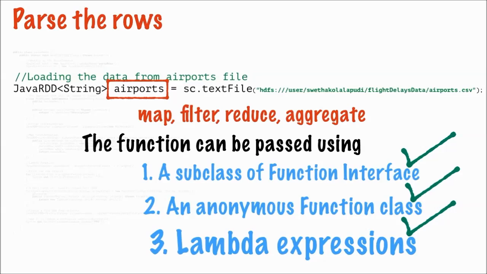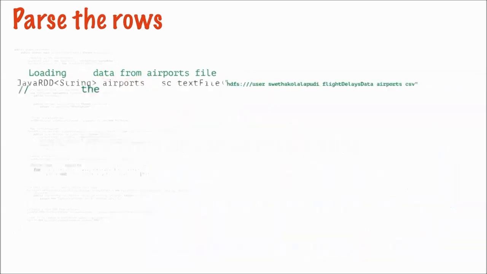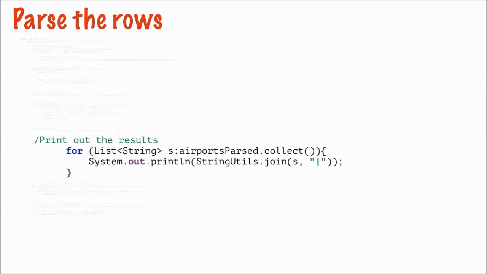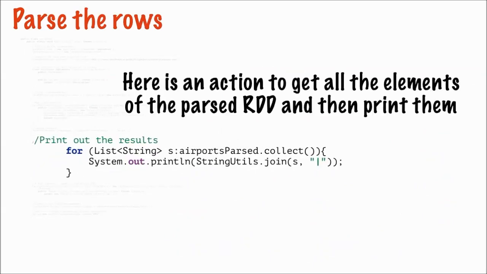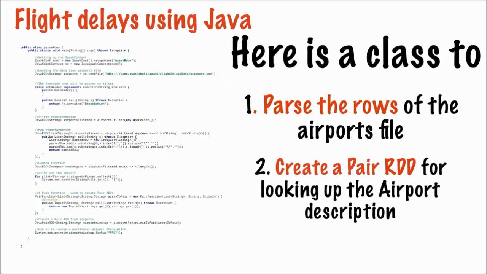We are almost done with step 1 of our objective, to parse the airports.csv to get an RDD which has the airport code and the description. We already have the airports parsed RDD. We can print it out to verify that we've got the right information. Here, we are simply iterating over the airports parsed RDD. Notice that we use the collect action, and then we print out the elements in the list separated by a pipe operator. Step 1 is complete.